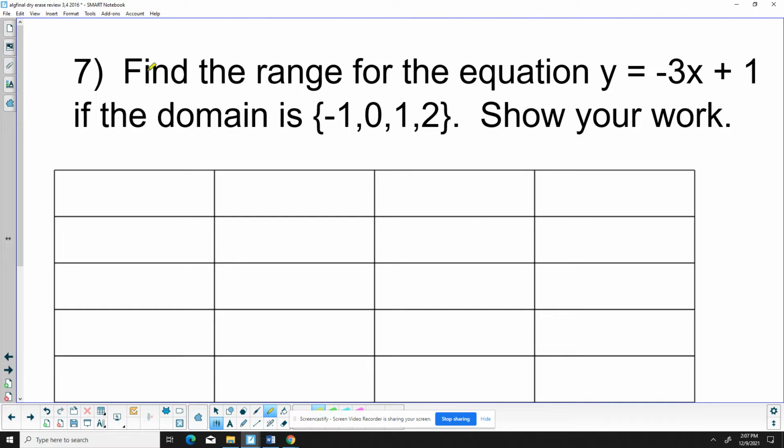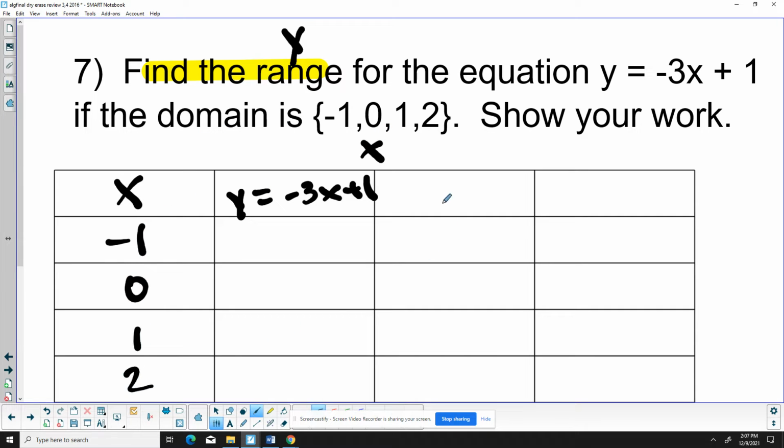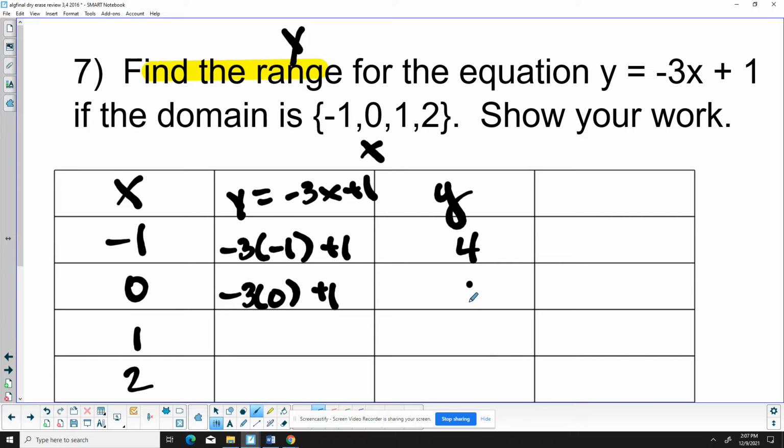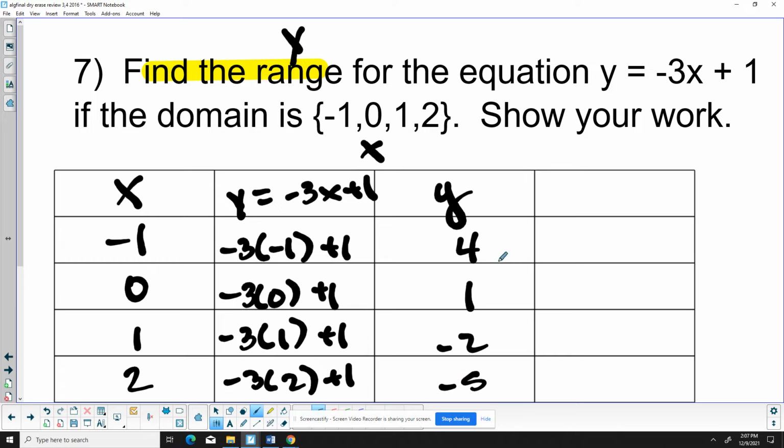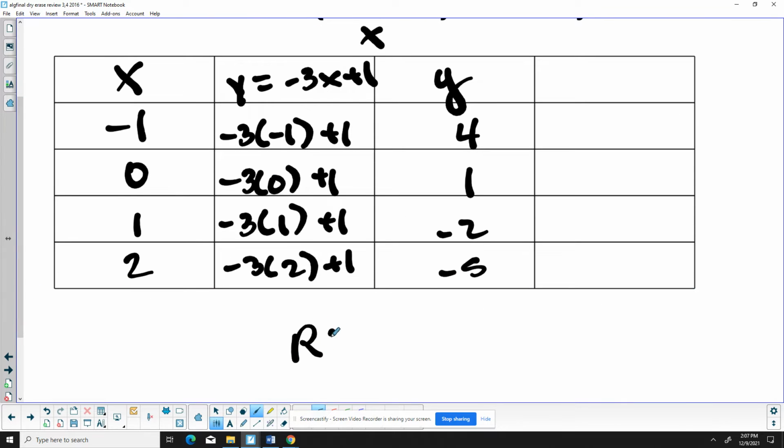All right, find the range. So I'm finding the y's when given this equation. I'm going to make a little table and plug them in. These are my x's. So the domain is this, that means x are these. So I'm plugging these x's into the equation and popping out some y's. So -3 times -1 plus 1, that's 4. -3 times 0 plus 1, that's 1. -3 times 1 plus 1 is -2. And -3 times 2 plus 1 is -5. So my answer would be the range, which is 4, 1, -2, -5.